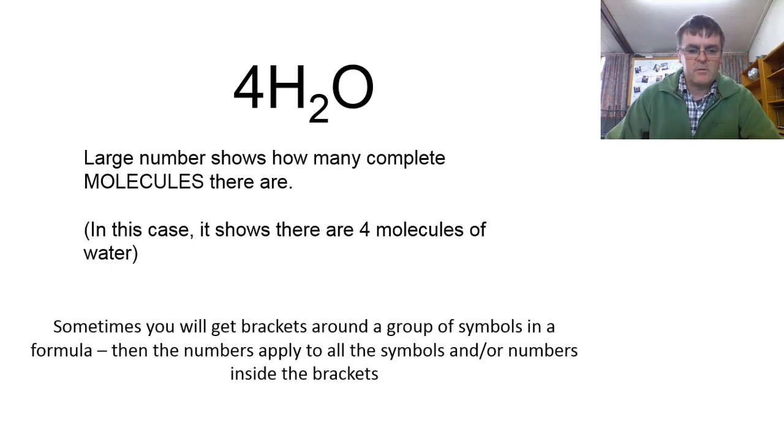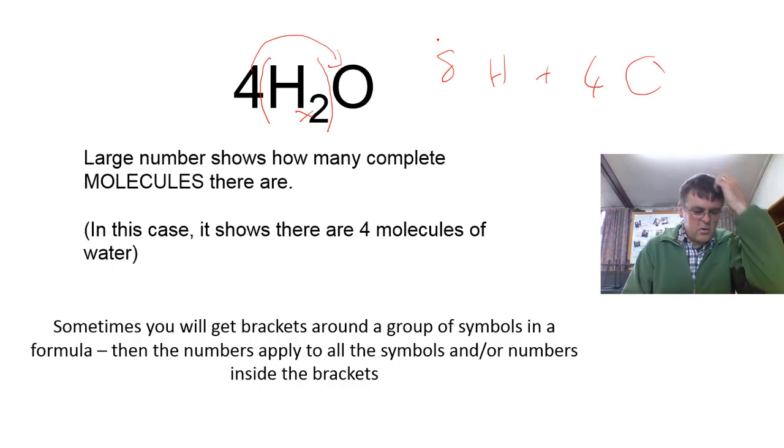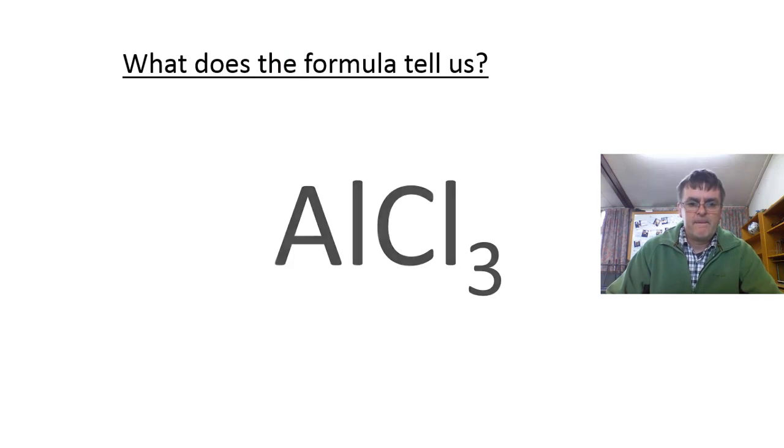Sometimes you get brackets around things, and the brackets apply to the symbols and numbers inside the brackets. For example, if I had brackets here, that would be 4 times that 2, which would be 8. So I would have 8 hydrogen plus 4 lots of oxygen, because that 4 would apply to the oxygen as well. But we don't do that with water. It's not how water is written, but sometimes you will meet brackets around things.